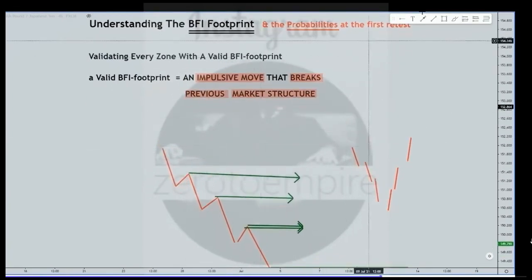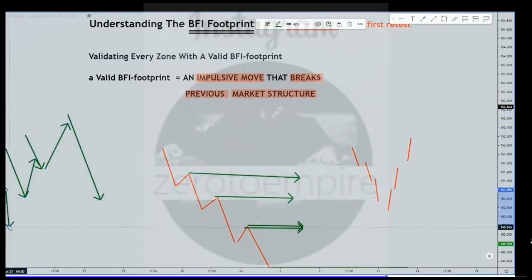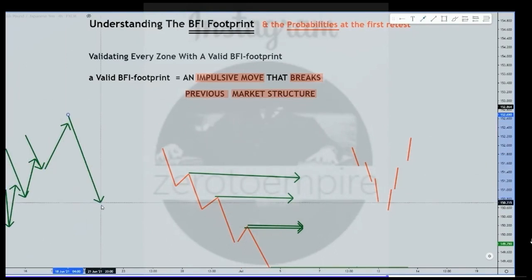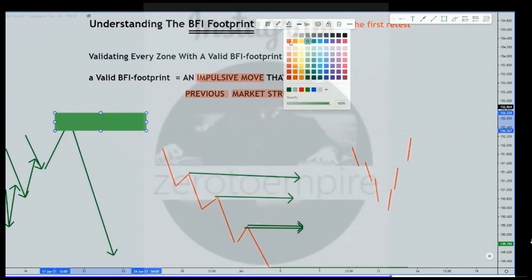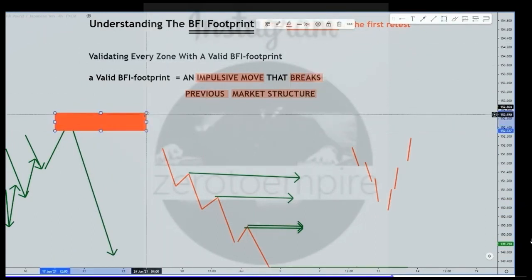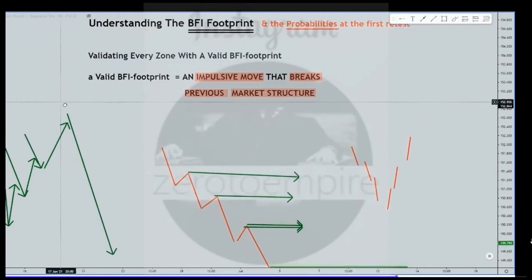It's just an impulsive move that maybe breaks a previous market structure. The more, the better and the stronger. And it just means the more that they sold at the origin and the stronger the zone. Not a bad idea to get to work if it were to come back to this origin.